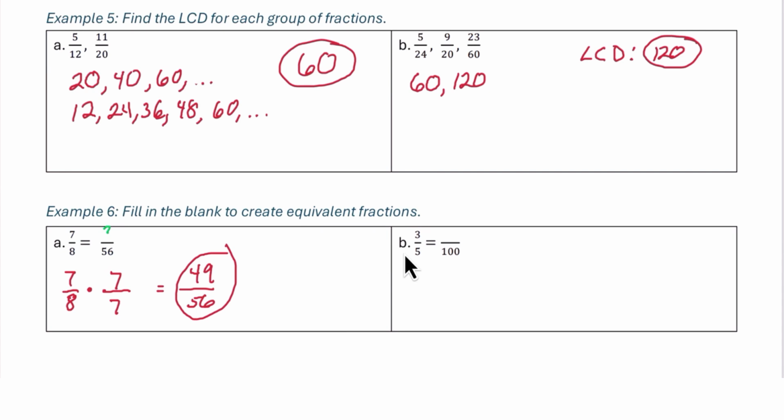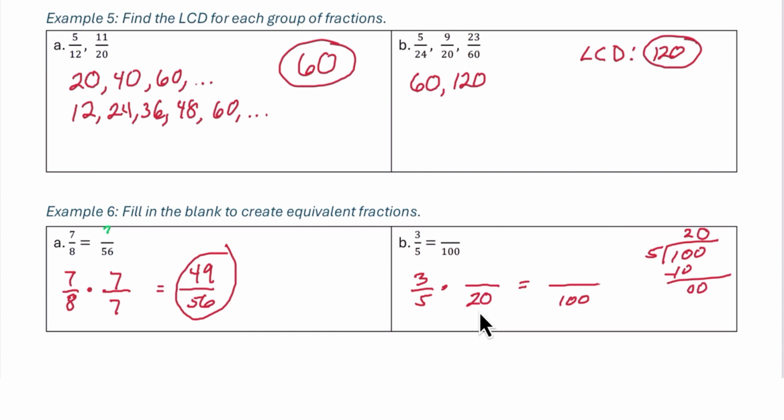Let's do the same thing in example B. We have 3/5, and we're asking, what do we have to multiply that by in the denominator to get 100? 5 times what number will give us 100? Or if we wanted to, we could do 100 divided by 5. 5 goes into 10 2 times. 2 times 5 is 10. Subtract and we get a 0. Bring down the 0. 5 goes into 0 0 times, so we have 20. 5 times 20 is 100.